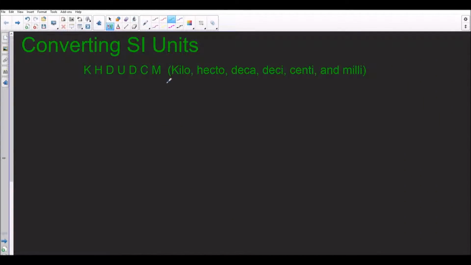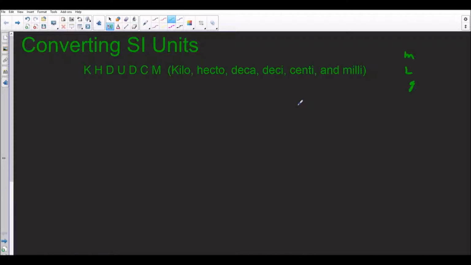So let's talk about converting units. Basically, you have some different SI units such as meters, liters, and grams. And basically, you have a prefix. So you could have a kilometer or a centimeter, and all those sound very familiar to you. There's a couple here that you don't see nearly as often. Basically, we're just going to use them as placeholders.